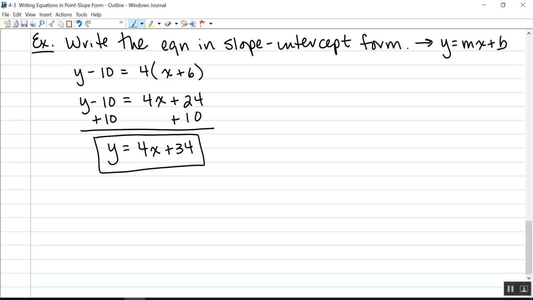So it's really cool. You can actually have one line and write it in either standard form, ax plus by equals c, slope-intercept form, y equals mx plus b, or point-slope form, y minus y1 equals m times the quantity x minus x1. And that's what we saw and learned how to do in this lesson.